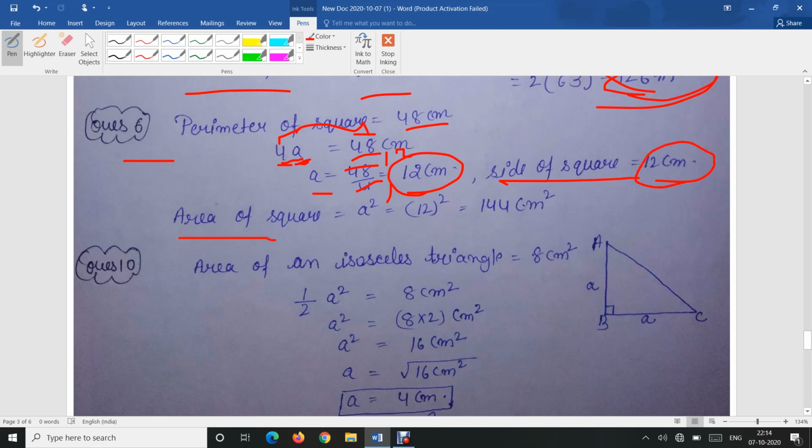Now you can find out the area of square, which is equal to a square. That means side multiplied by side. So it will be 12 square. That means 12 multiplied by 12. And when you multiply 12 by 12, then you get 144 centimeter square, because this is area. So you have to put square in unit. So the area of square is 144 centimeter square.